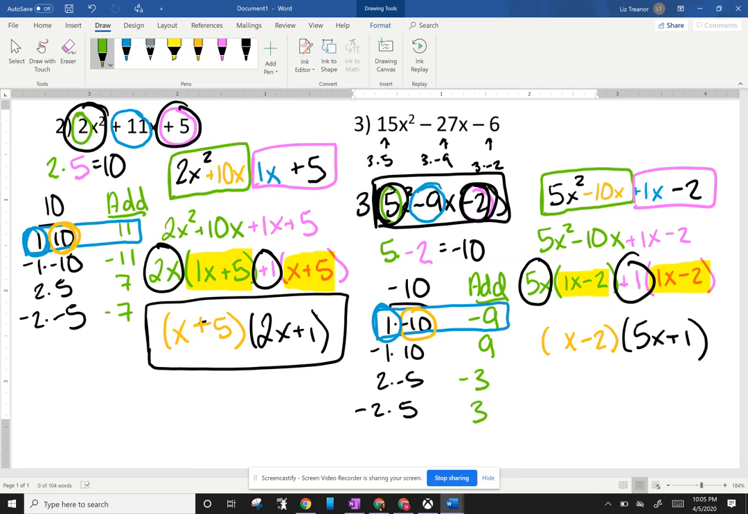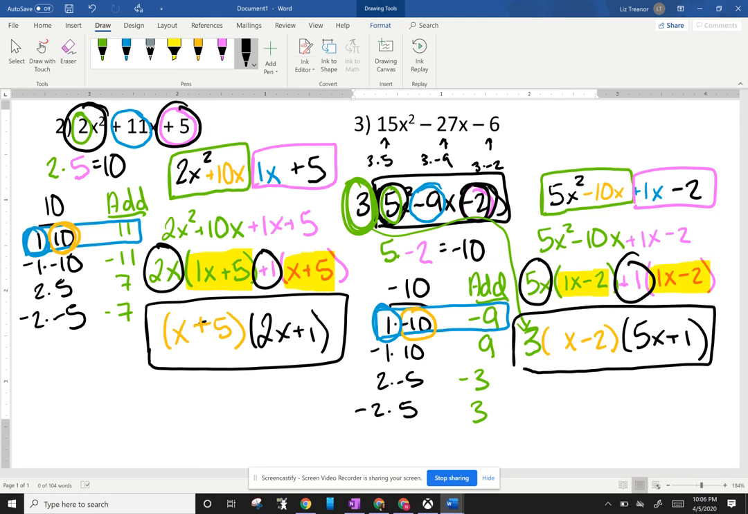And try not to forget about the 3 from the beginning. So bring that back in. Sorry, 3. And now 3 times x minus 2 times 5x plus 1 is your final answer. And that is factor by grouping.